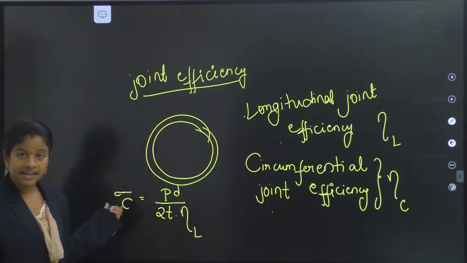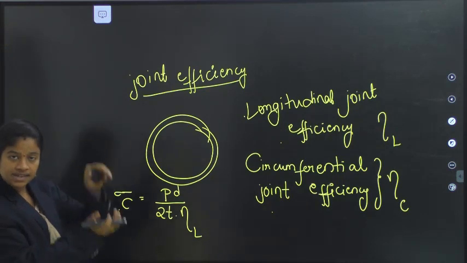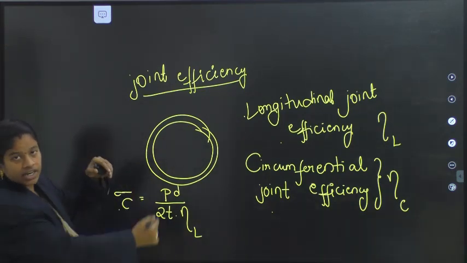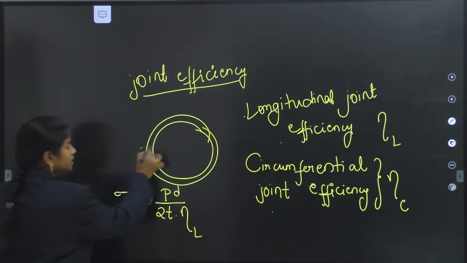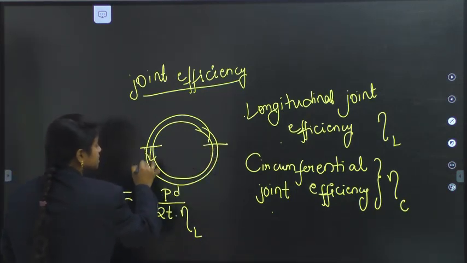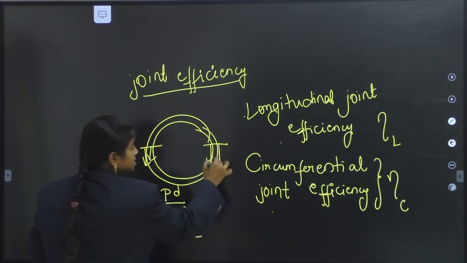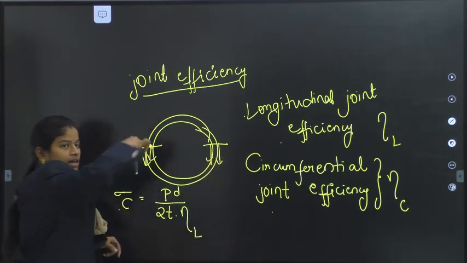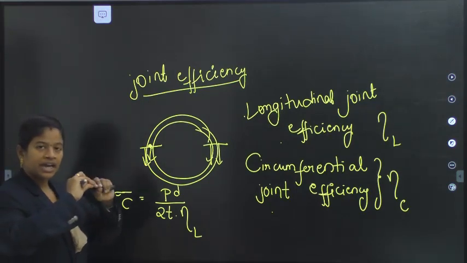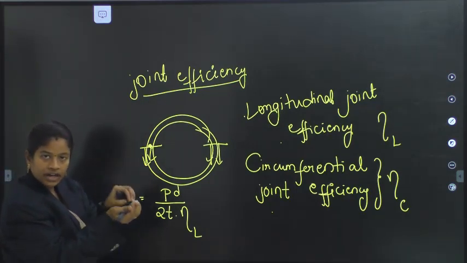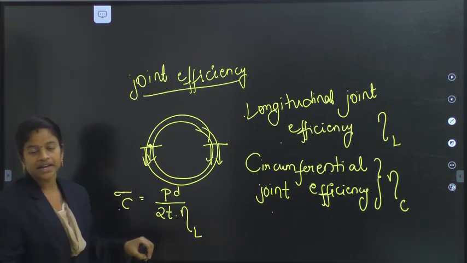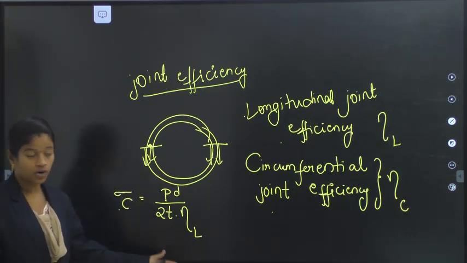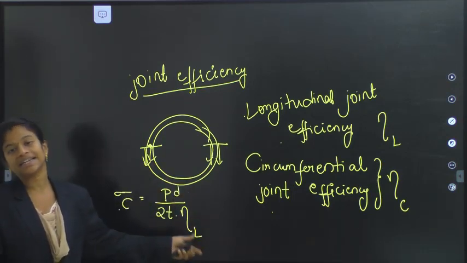How much is the circumferential stress generated? Based on the joint efficiency in the longitudinal direction. Because we said the circumferential stress is acting tangential to the circumference, and there the connectivity is like this. In the longitudinal direction, one bolt will be added to the upper hemisphere and the lower hemisphere, right? So these will be connected, and the longitudinal joint efficiency is involved. Okay, PD by 2T eta L.